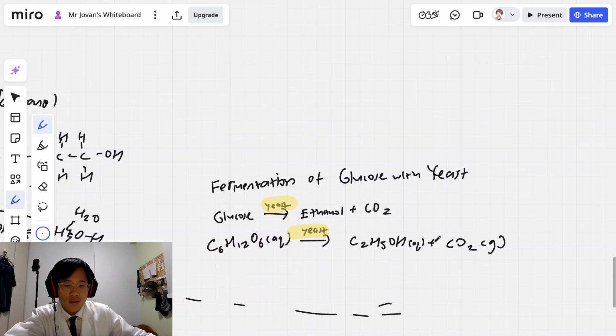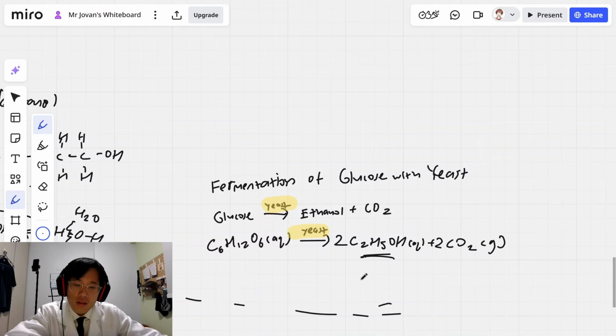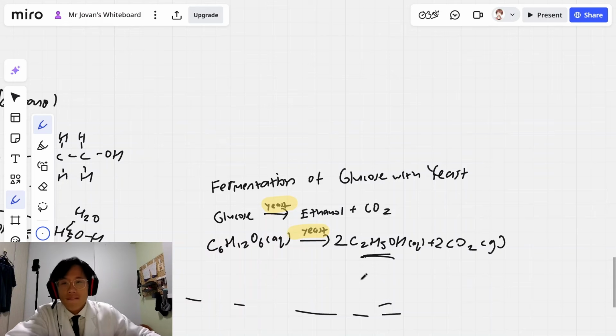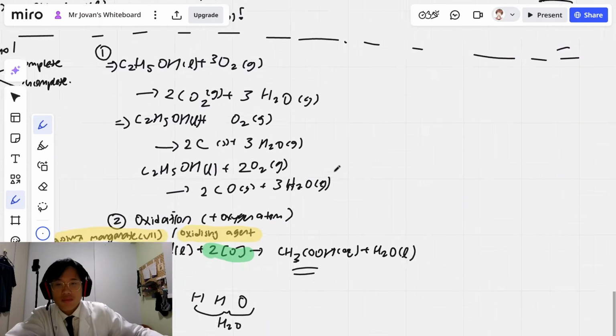Now to balance this equation, what do we get? 2. Alright, so this is another way to obtain an alcohol. Okay, please take note. Okay, let's continue.